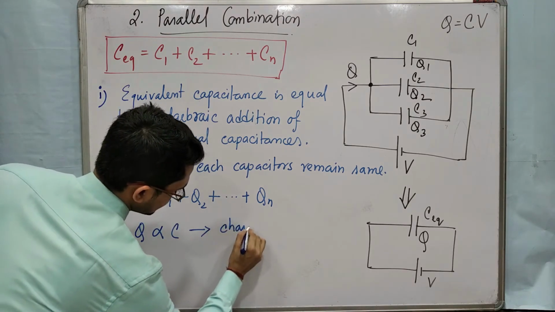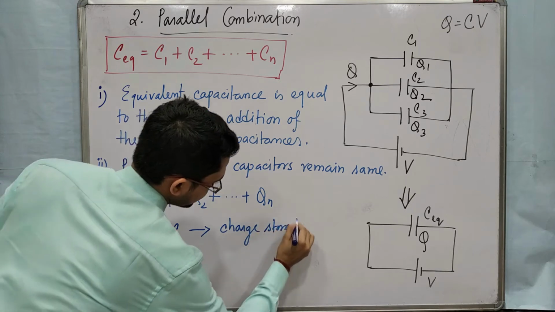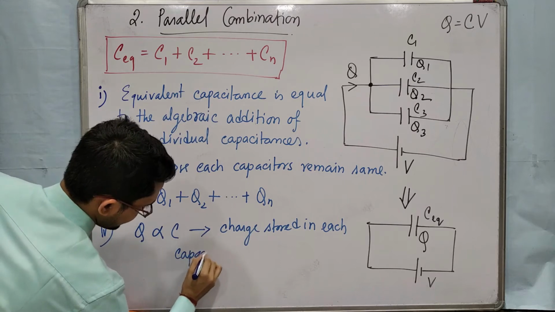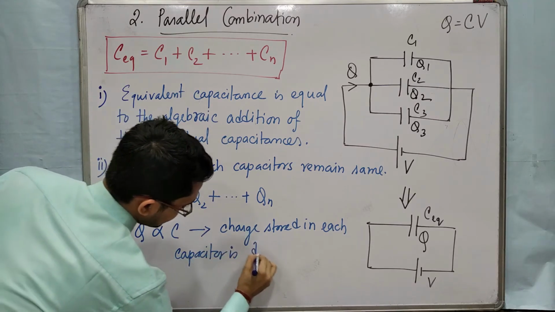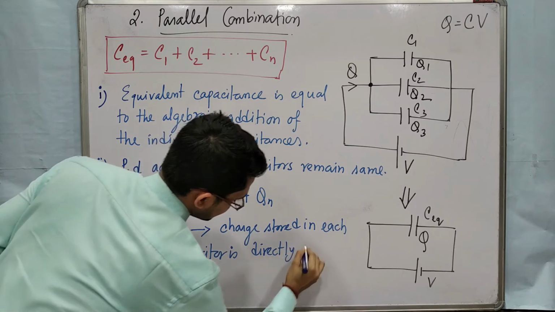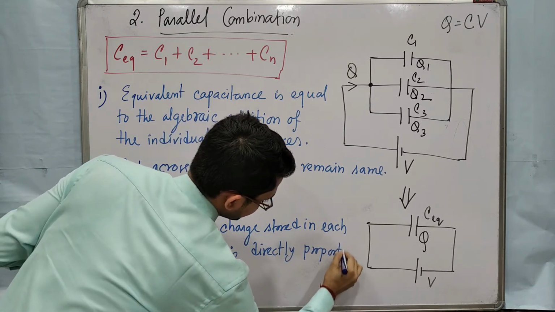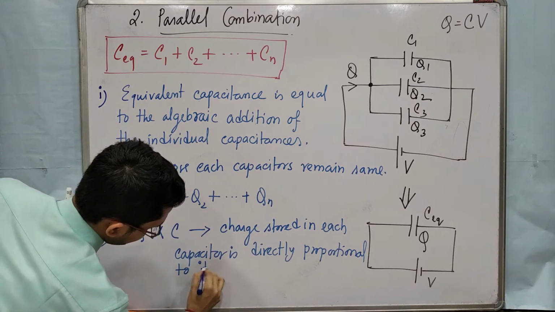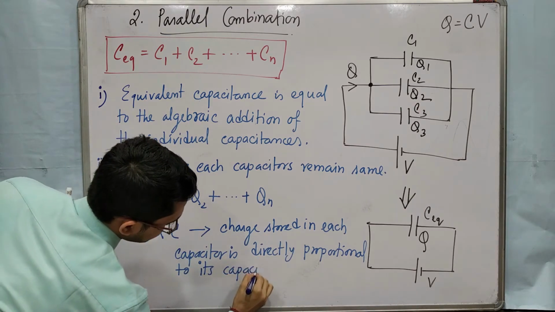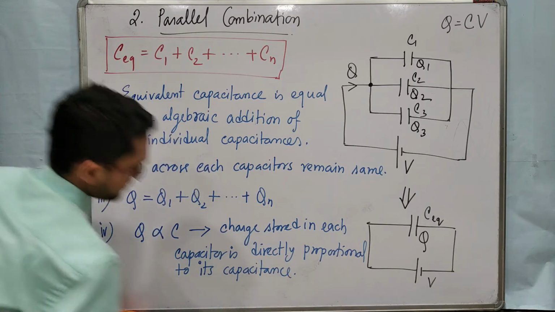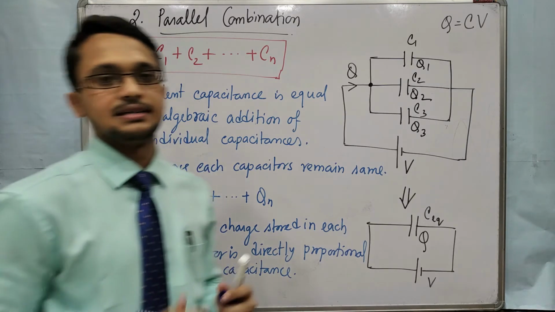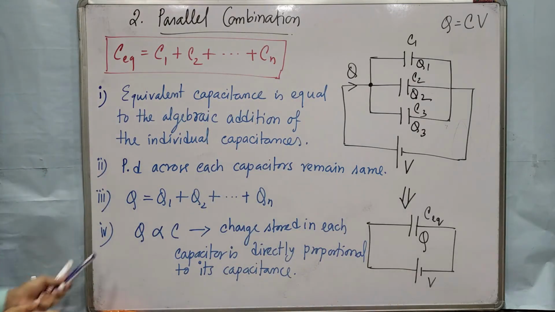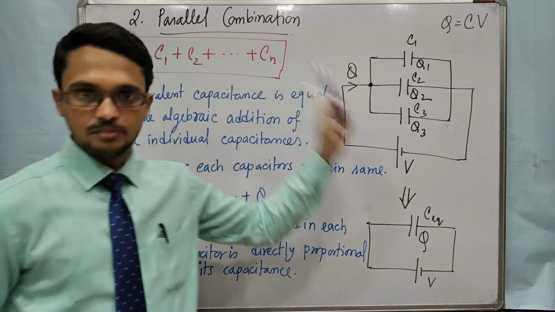Charge stored in each capacitor is directly proportional to its capacitance. If capacitance is more, then the charge stored will be more. So these are the four points regarding the parallel combination.